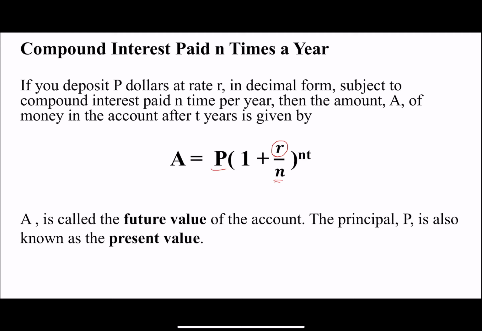The amount A, the future value, is given by this equation after t years. So t is time. So future value is principal times 1 plus r over n, to the power of nt.